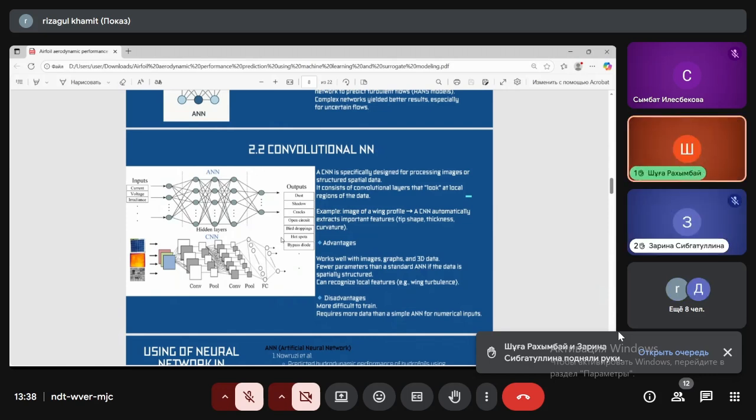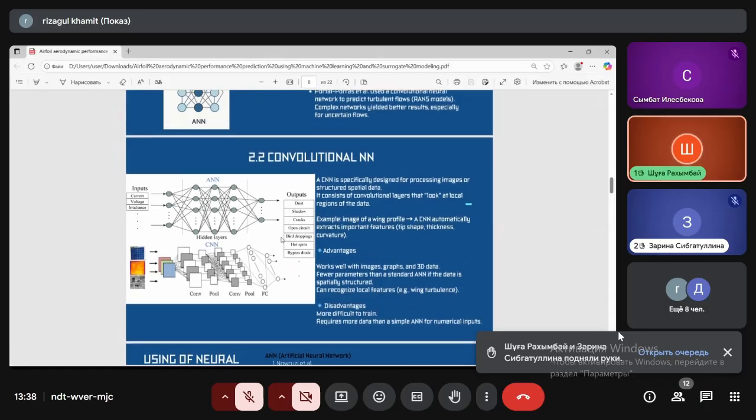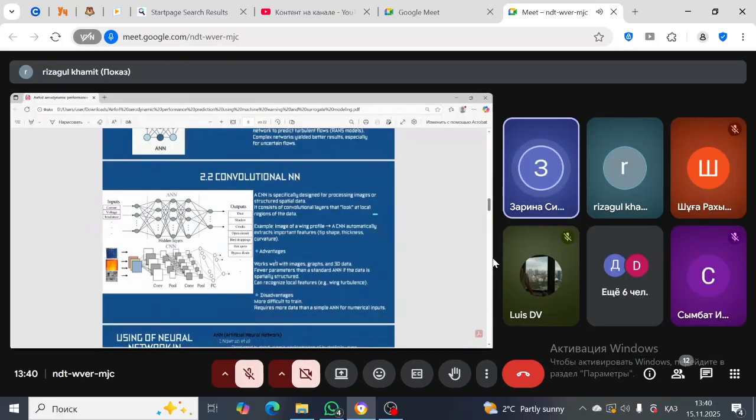Thank you for the presentation. It was so useful. I want to ask, why does the study choose to represent airfoil geometry in the form of images when training the convolutional neural networks? And what advantage does this image-based representation provide for extracting meaningful geometric features?